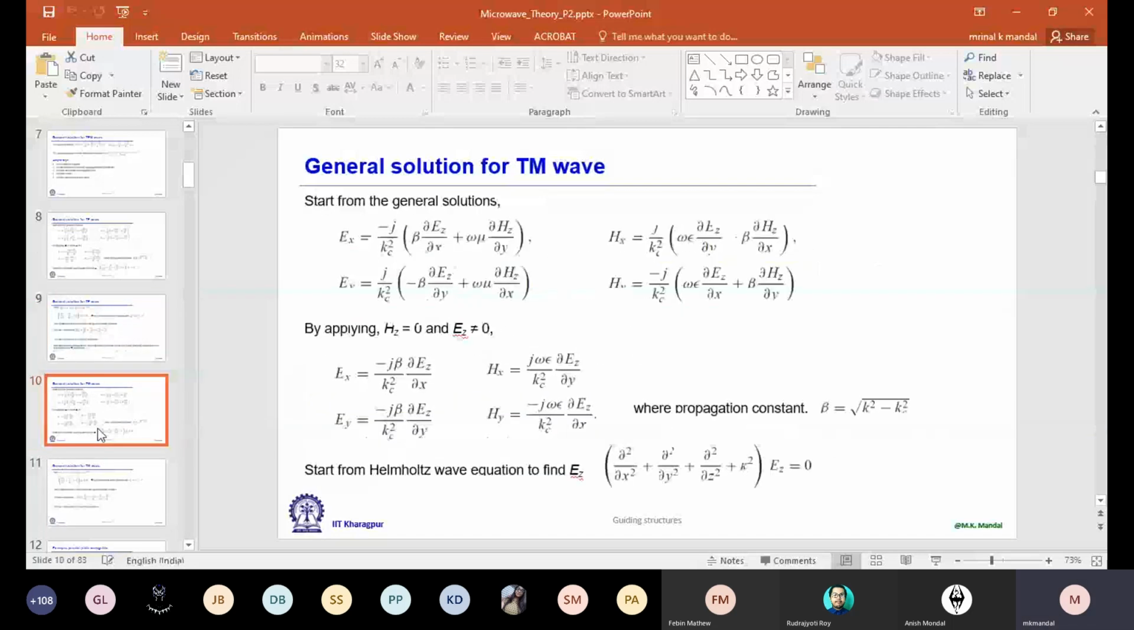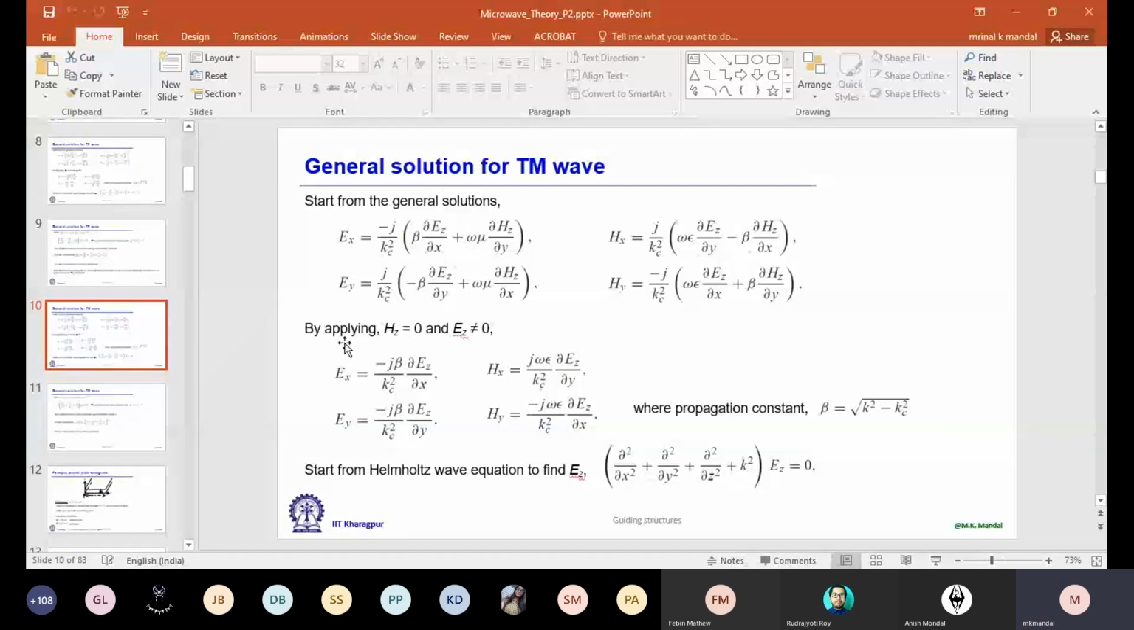Now for TM case, for transverse magnetic, by definition in the direction of propagation, magnetic field is zero. Well, again we follow the same relation here, but here you apply Hz equal to 0 and Ez not equal to 0. You see the same four equations. It simplifies to now these four equations. Ex equal to minus j beta by kc square del del x of Ez and so on. Well, for TE and TM case, we'll see that we have finite Kc.